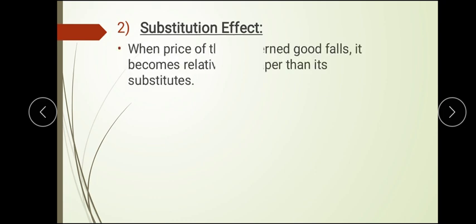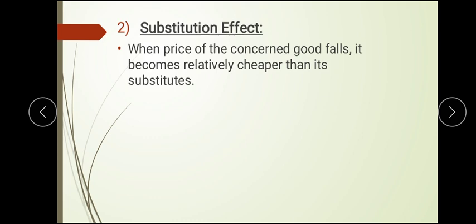Then substitution effect. Substitution means substitute goods. So if the price of substitute goods rises, what happens? You will stop purchasing the substitute and move to the concern good. If the concern good's price rises, you will stop purchasing the concern good and you move to the substitute goods. So here when the price of the concern good, your main product or main brand which you are using, falls, it becomes relatively cheaper than its substitutes.